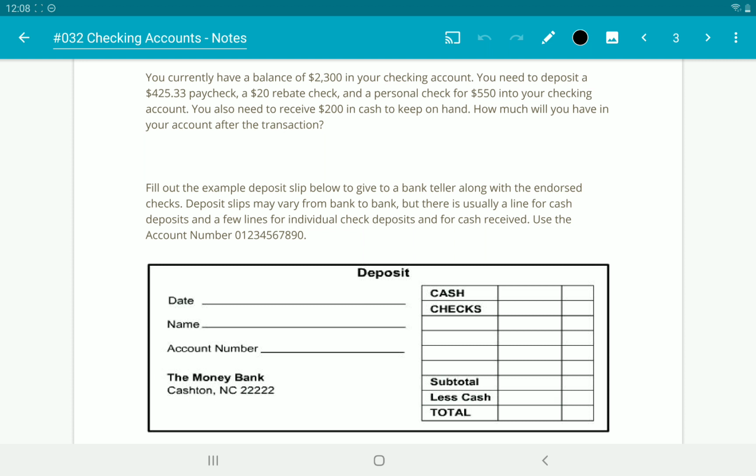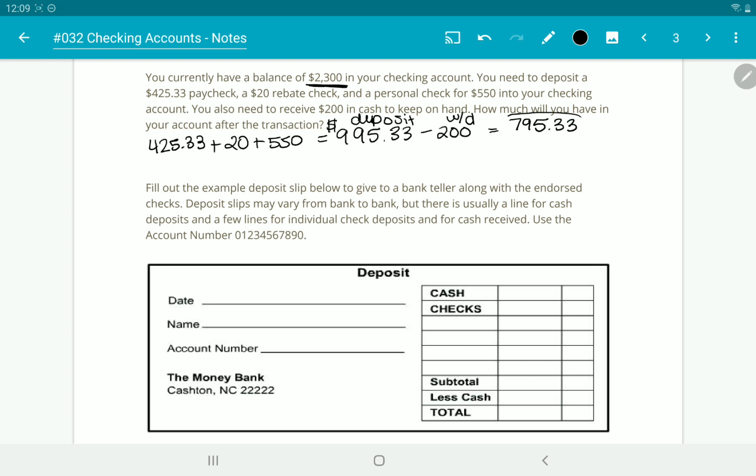Okay. So first, let's go ahead and total up the deposits. We'll underline this, how much you have at the beginning. And so the deposits are a total of $425.33 plus this $20 rebate check plus the personal check of $550. Okay, and so that's going to give us $995.33. So that's the deposit. But then we're also going to take out $200 in cash. So we'll subtract this $200 because that's a withdrawal. W over D is usually how they write that, W slash D. And so that's going to be $795.33.